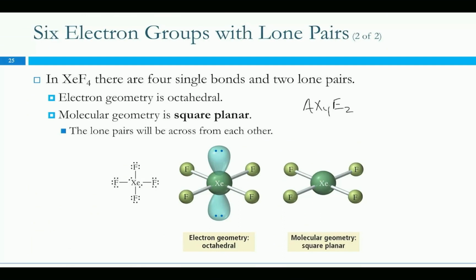You get, again, electron geometry is octahedral. And since I've got these 2 lone pairs on opposite sides, that causes the fluorines here to all spread out in an X. And so this is where you get square planar.